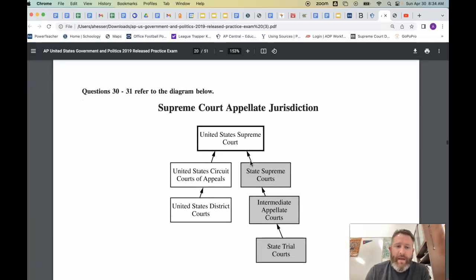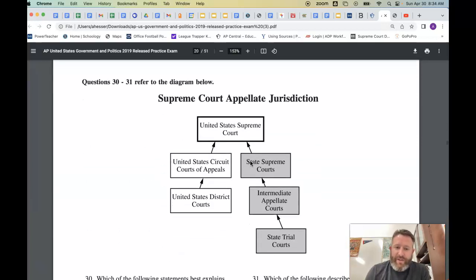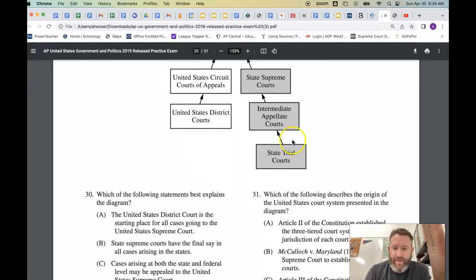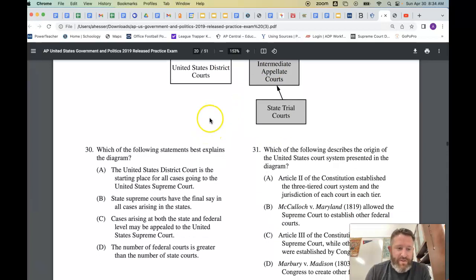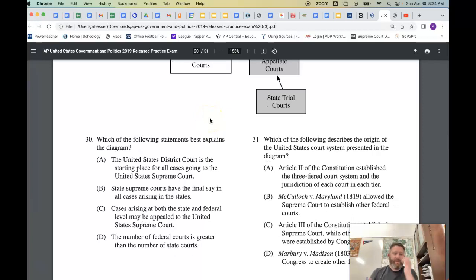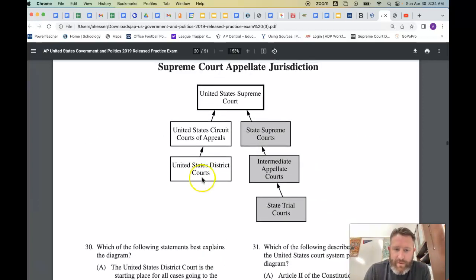B. The Supreme Court appellate jurisdiction. We have the United States Supreme Court, and then we have state courts on the right, federal courts on the left. They say state, and right here, when it says United States District Courts, you should know that means the federal court system. 30. Which of the following statements best explains the diagram? That would be C. Cases arising at both the state and federal level may be appealed to the United States Supreme Court. There you go.